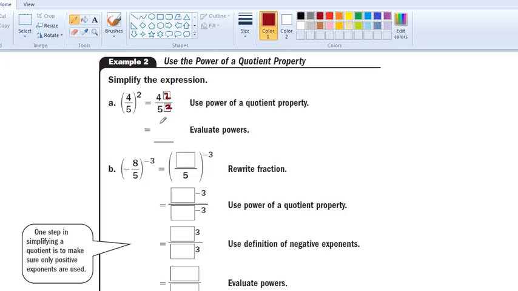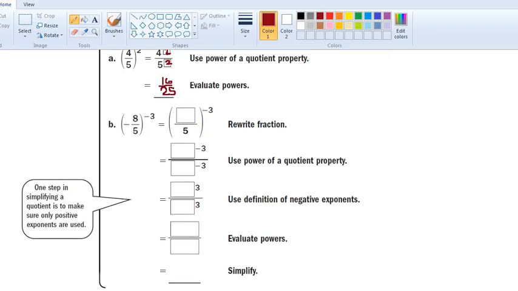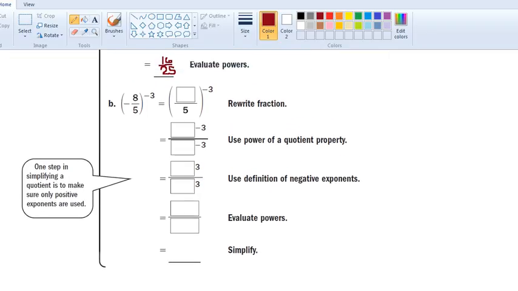Now think about what 4 squared is. That's 16. And 5 squared is 25. That was an easy one. A little harder with negatives. So move down to the next one.